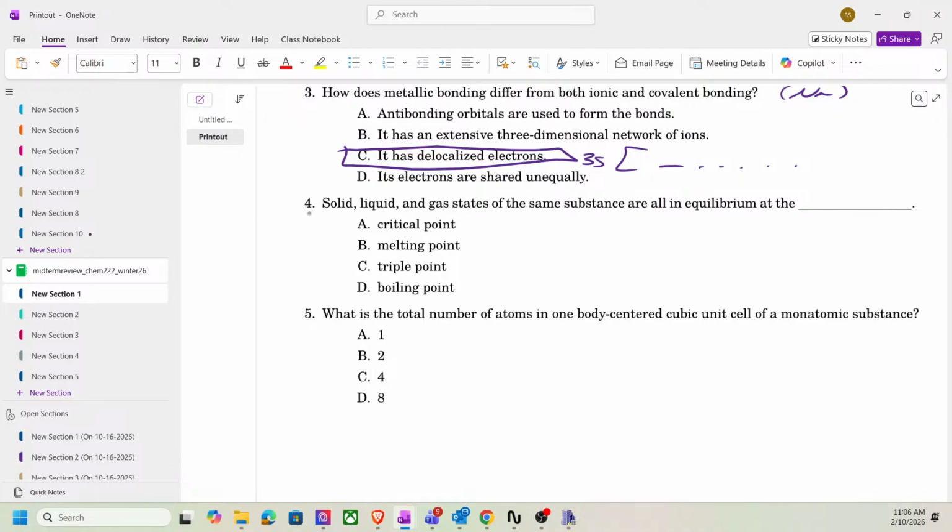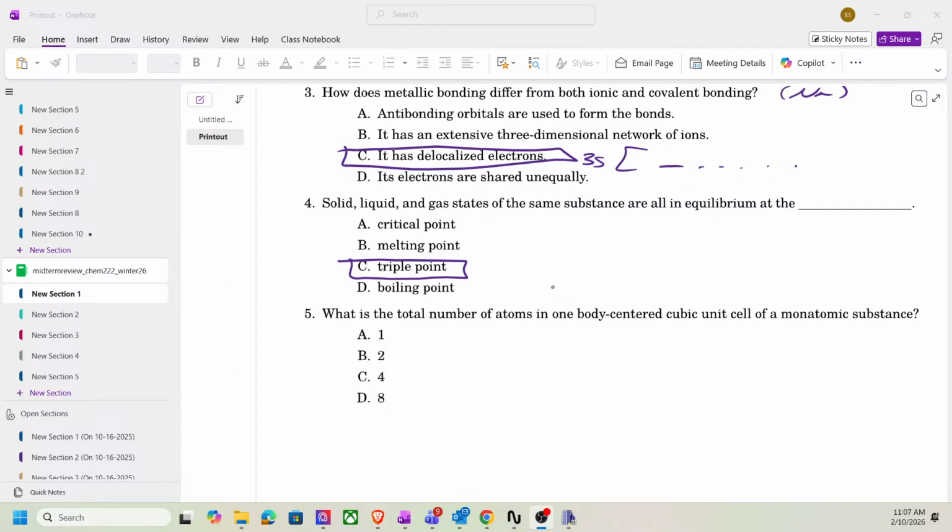And then the definition: solid, liquid, and gas of the same substance are in equilibrium at, is it the critical point, the melting point, the triple point, or the boiling point? Somebody yell. So triple point, good. That may also be a diagram question, where you'll have to identify the triple point on a graph. Just label it.